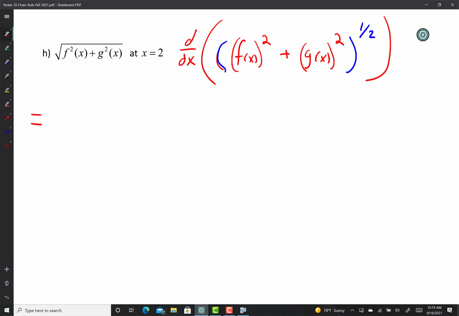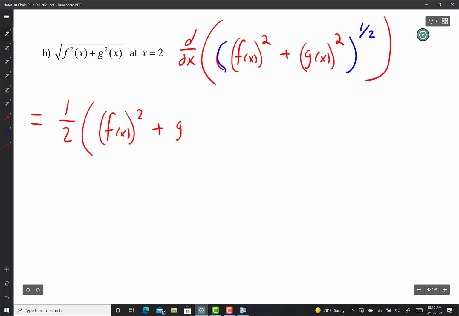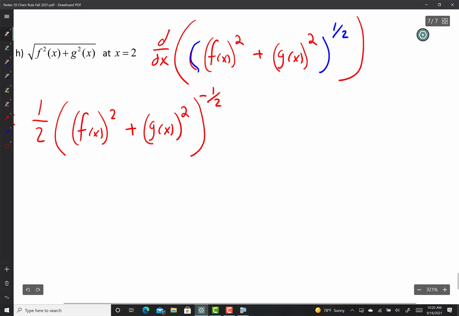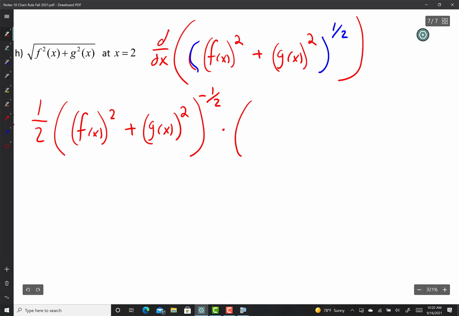Yes. So what's the first thing I do? Bring that 1/2 down. Good. Giant parenthesis. Leave everything inside that blue parenthesis alone. So here we go. 1/2 f of x squared plus g of x squared. Close that giant parenthesis to what power? Negative 1/2. Is everyone okay so far? Now I'm not done. Now I got to do times derivative of that inside.